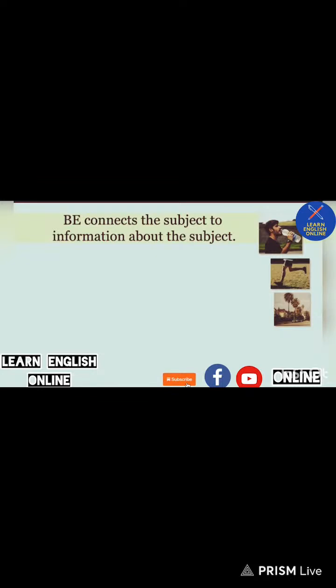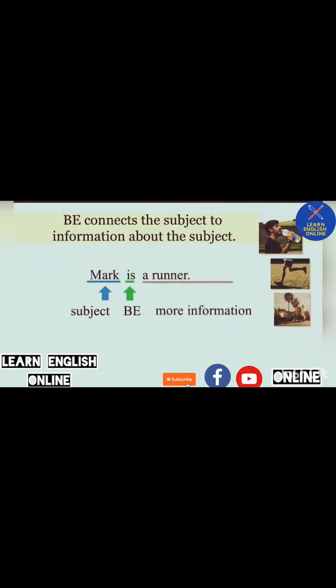Here is Mark again. Mark is a runner. Mark is the subject. Is the be verb, and a runner is more information about Mark. Be is the verb that connects the information to the subject when there really isn't any action. Here, the more information is a noun, runner, but we can change the sentence. Mark is thirsty. Now, the information is an adjective.